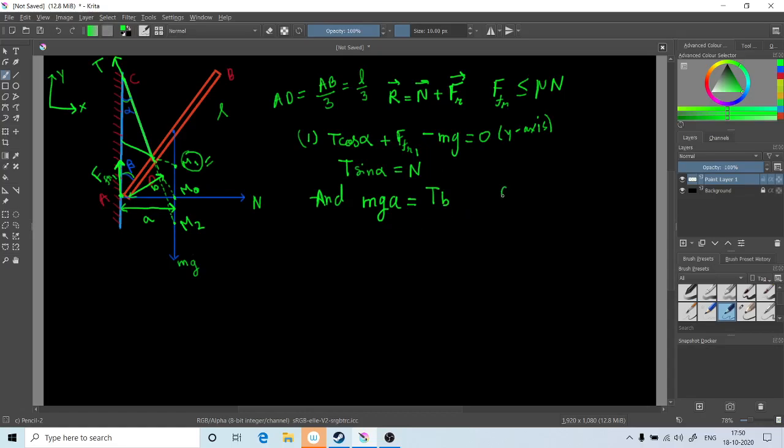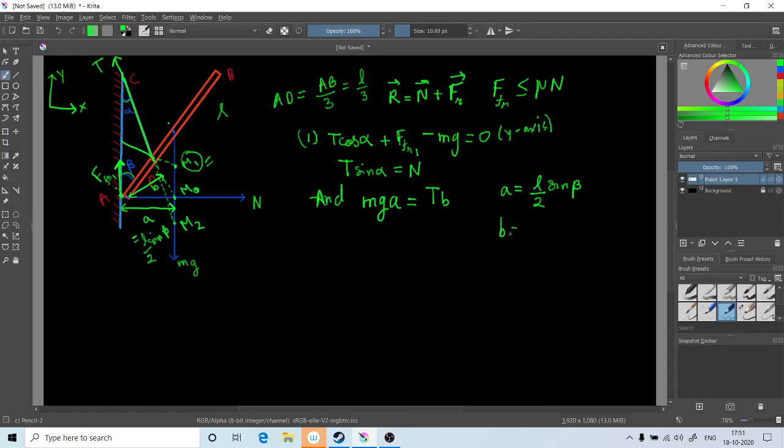So the value of a, we can easily see, it's L by 2 sine beta. Because the distance from A to the center of gravity of the rod is L by 2 and the angle is beta. The projection of L by 2 along the x-axis is a equals L by 2 sine beta.